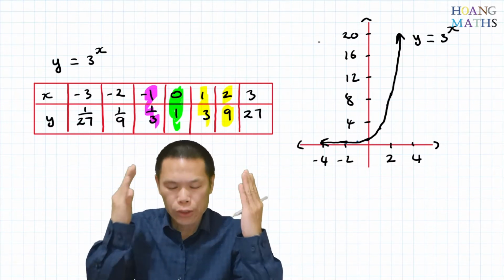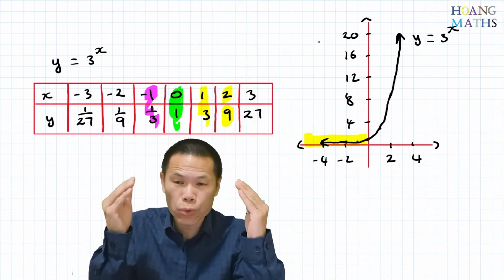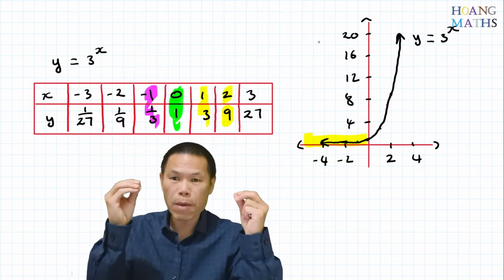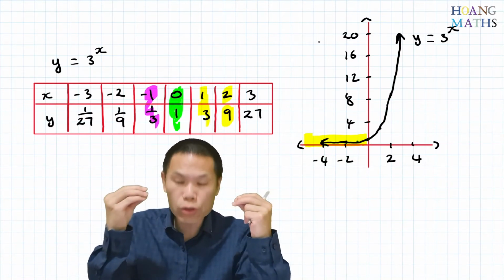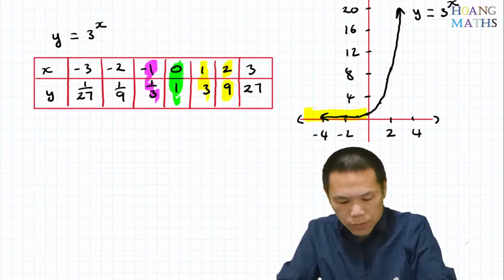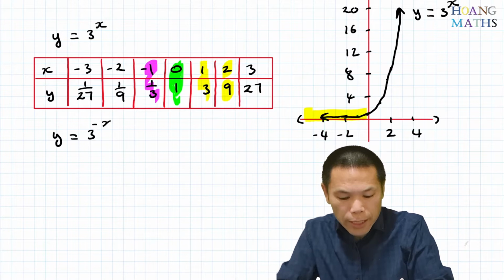So please note that this curve never cuts the x-axis, okay? It's just approaching the x-axis, okay? Remember that for me. Now let's sketch y is equal to 3 to the power of negative x. So y is equal to 3 to the negative x.